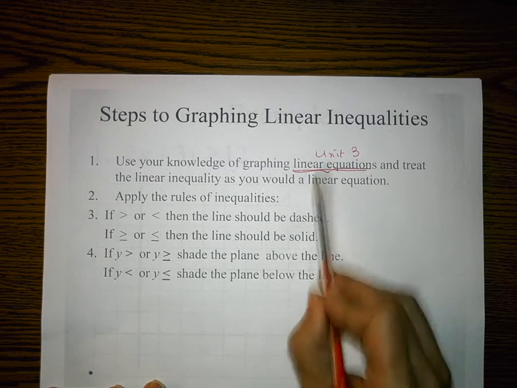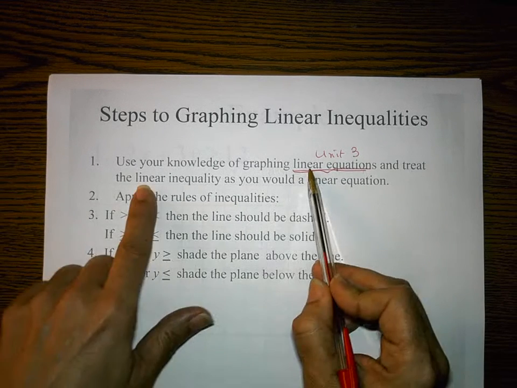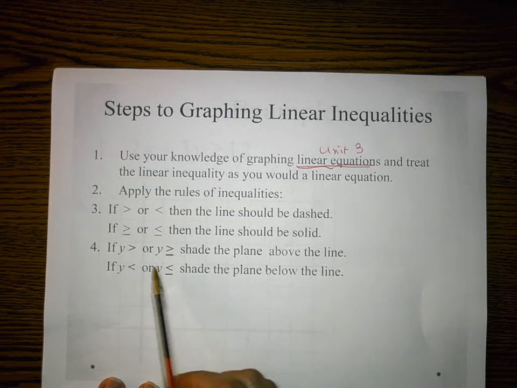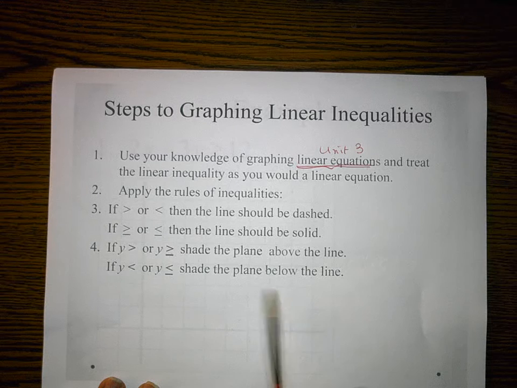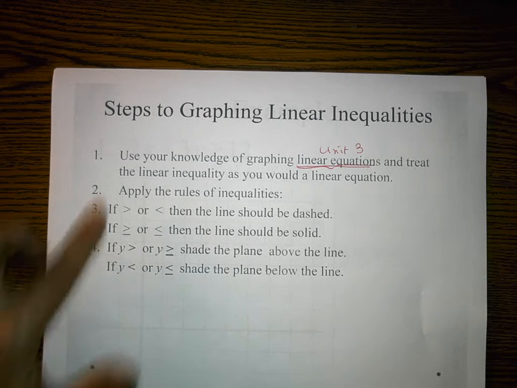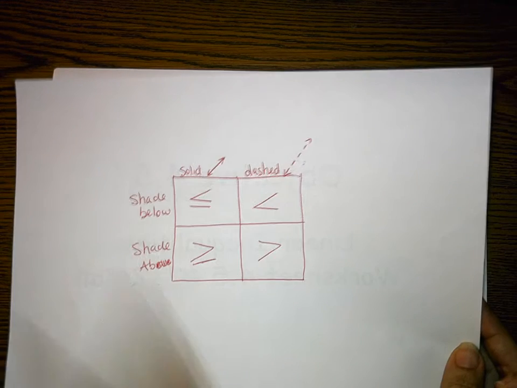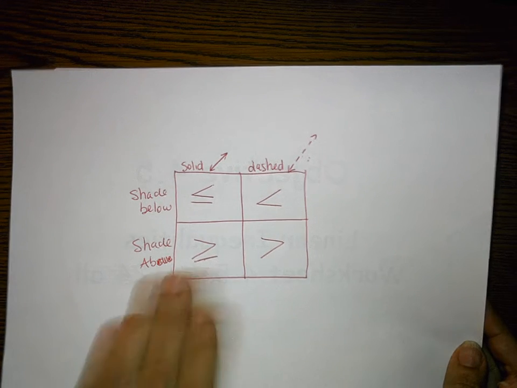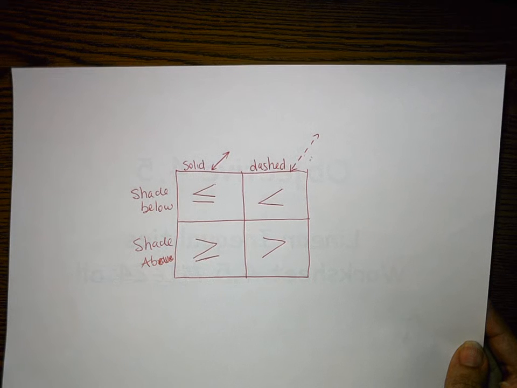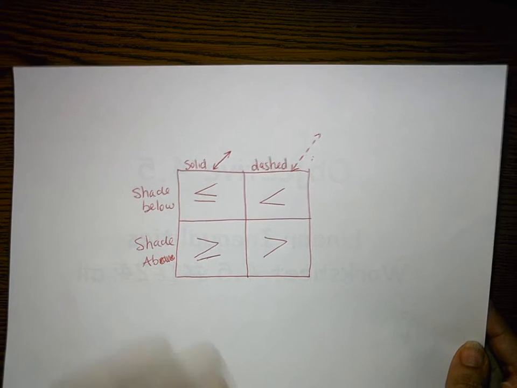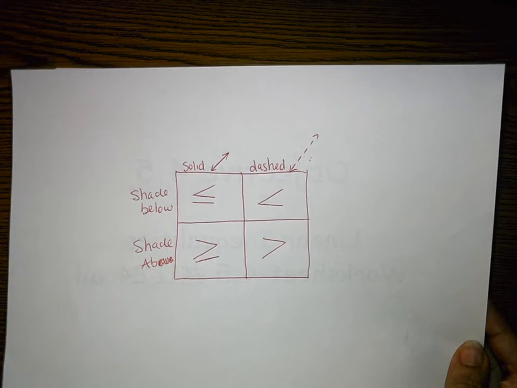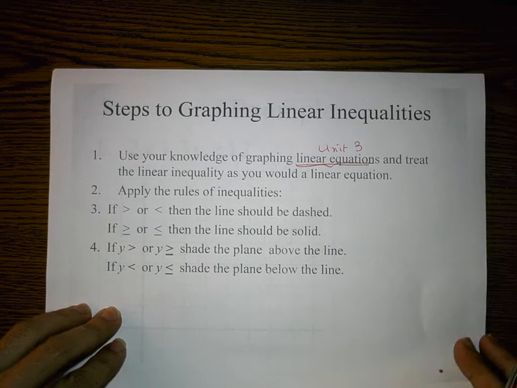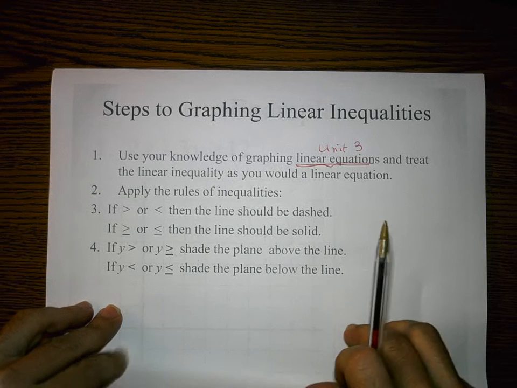I'm going to graph it as if it was a line, because it is a line, it's linear. But I have to decide if I'm going to do a dashed line or a solid line, and if I'm going to shade above or shade below. That's why we created this nice little matrix, or 2x2 box, to help us see it in an easy, visual way. So keep that by your side as you're doing the homework, so you can see how easy it is to graph these inequalities, okay? Like if it was a linear equation.